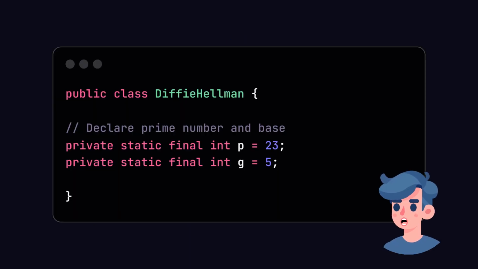Let's jump into the code. First, we'll set up our Java project. Create a new Java file named Diffie-Hellman.java. This file will contain the class that implements the key exchange.